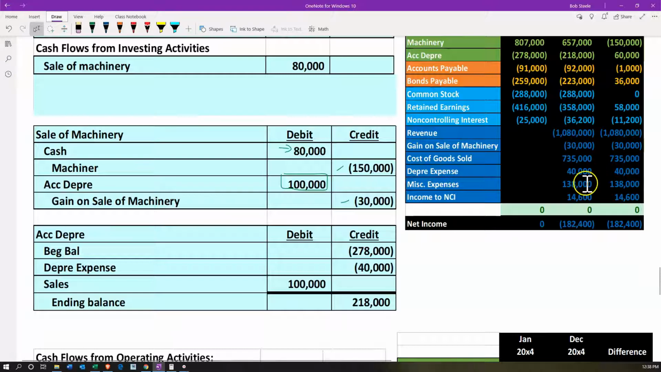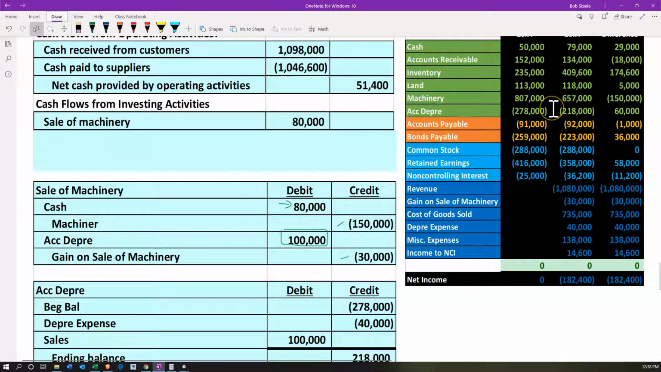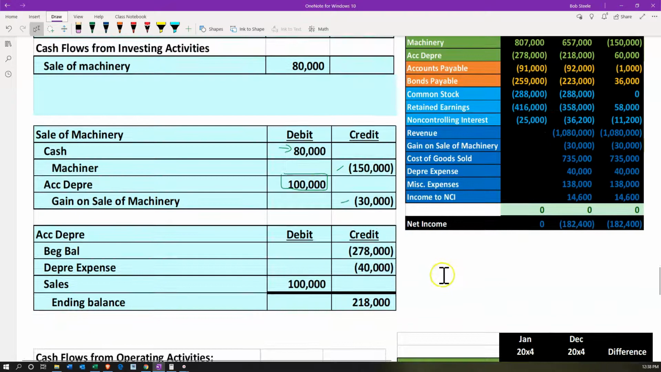So accumulated depreciation would have gone up from this point by the 40,000. And then we know that it ended at the 218,000. We know that it ended here at the 218. So then the plug that we would need is the 100,000. The 100,000 must be the debit that happened with relation to the sale of the equipment, because that's what we need to get to that 218,000.